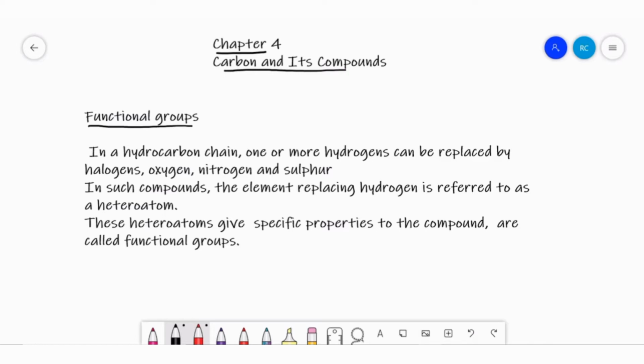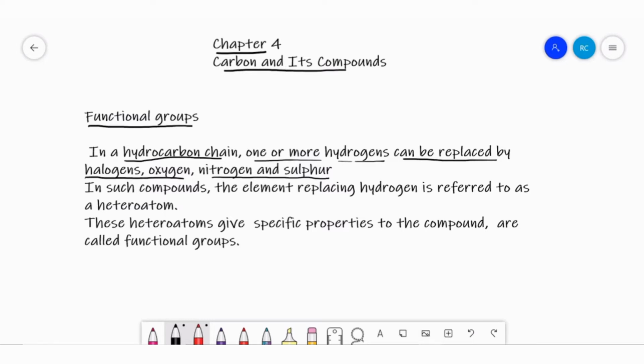In the previous videos we already saw what a hydrocarbon chain is. Hydrocarbons, as you know, contain only carbon and hydrogen. In a hydrocarbon chain, one or more hydrogens can be replaced by halogens, oxygen, nitrogen and sulfur. If you remove hydrogen from the hydrocarbon chain and substitute it with halogens, meaning fluorine, chlorine, bromine, iodine, etc., or oxygen, nitrogen or sulfur, you will get different types of compounds.